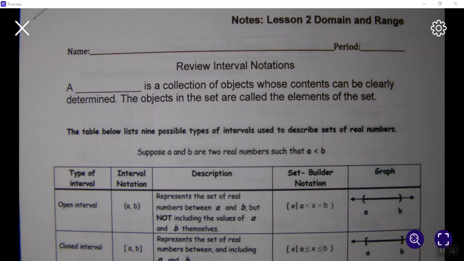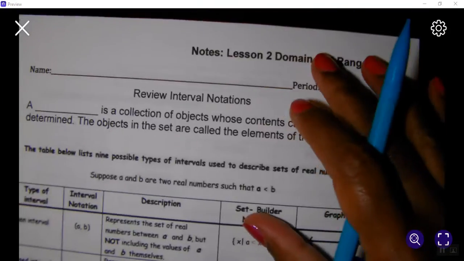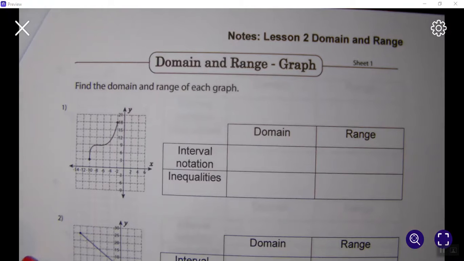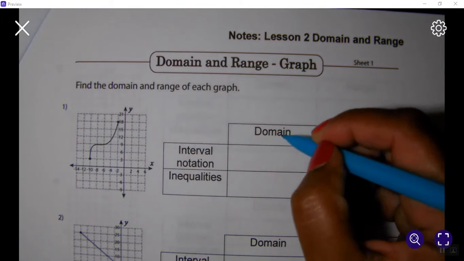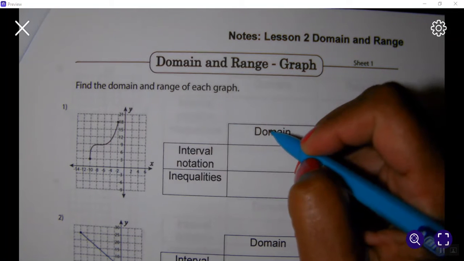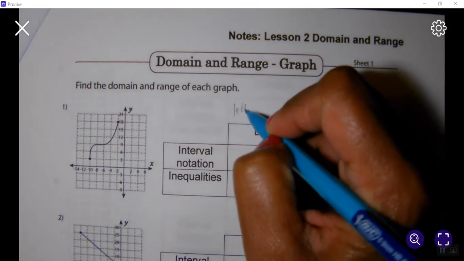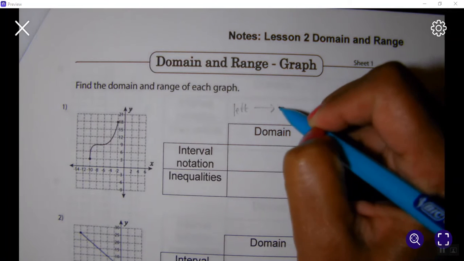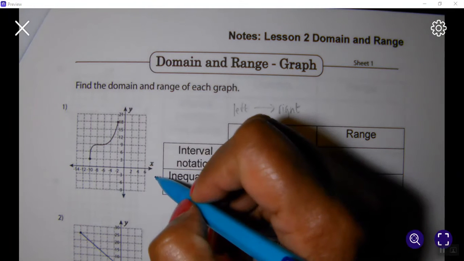Alright, so this is Unit 2. At the bottom it says Unit 2, Lesson 2. We're going to look, first of all, when we're looking at the domain, we're looking at the x-axis. And also I want you to remember that for the domain, we start on the left and then move right, meaning going from negative infinity to positive infinity.